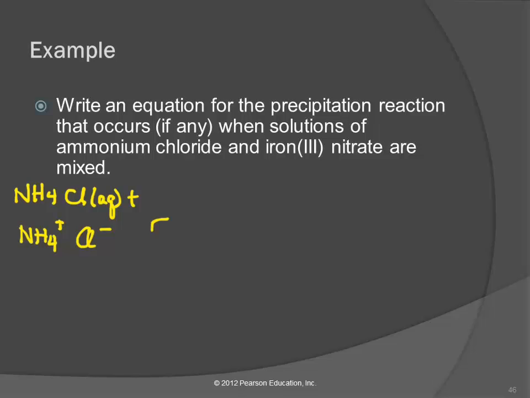Iron 3 is Fe. The Roman numeral 3 tells us it's a 3 plus charge. Nitrate you have to memorize, NO3 with a -1 charge. We look at those charges, plus 3 minus 1. They're not the same, so you can do the crisscross thing. So Fe, NO3, 3, and this has to be aqueous because it's a solution.